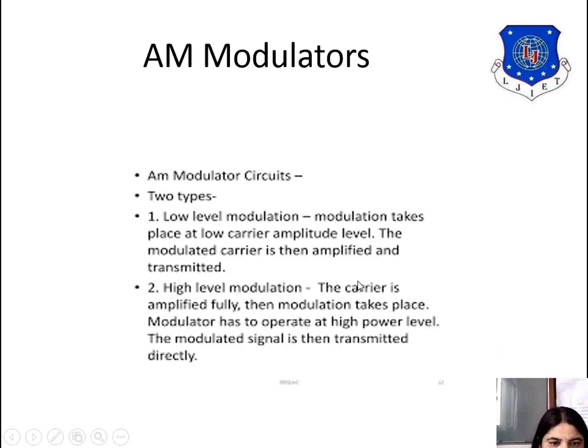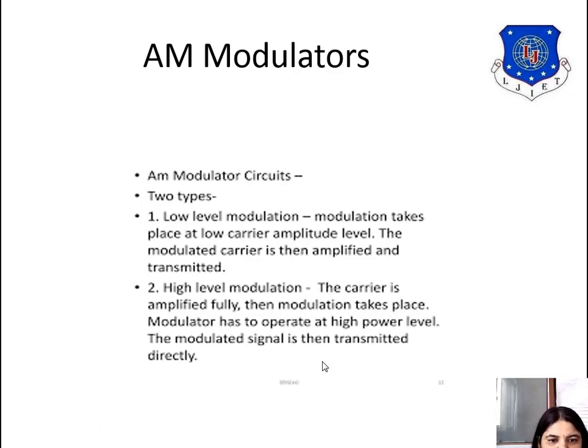So we can keep in mind the two types of AM modulator circuit. Low level modulation: modulation takes place at low carrier amplitude level. The modulated carrier is then amplified and transmitted. High level modulation: the carrier is amplified fully, then modulation takes place. The modulator has to operate at high power level. The modulated signal is then transmitted directly.